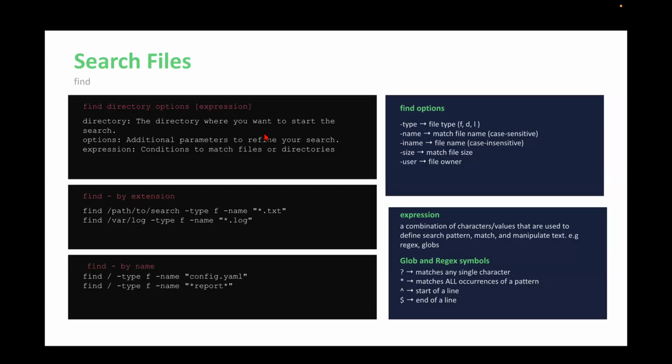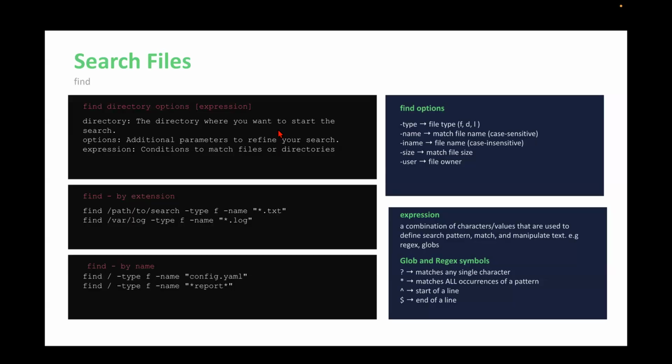Expressions are a combination of characters or values that are used to define search patterns. You can think of it like filtering. When you search on your Windows or Linux and you're trying to filter through your search, maybe you're filtering using a name, or the extension of the file, or the file size, or maybe the date it was created, really anything.